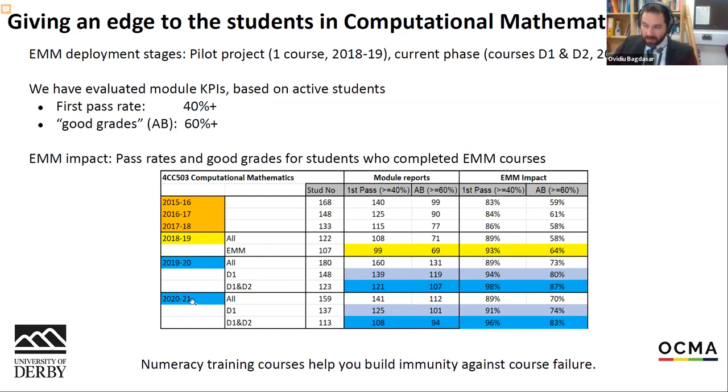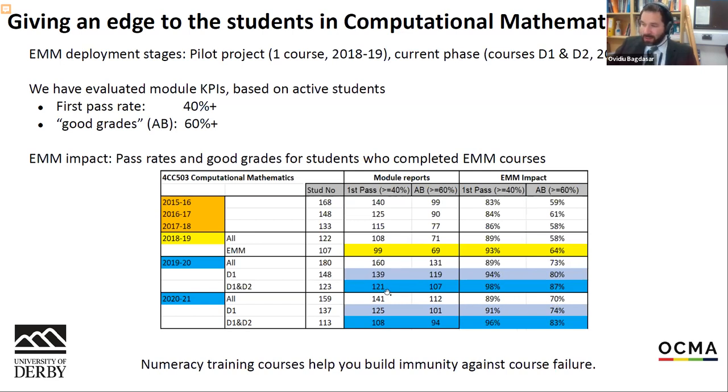However, over the last 2 years, despite COVID, many universities went down in the rankings with NSS because of student satisfaction. But what happened in my course during COVID times, pass rates overall for classes of 108, 180 and 159 students, stayed at 89%, but this percentage also includes lots of students who actually gave up and vanished. Still, overall good grades went to 73% and 70%.